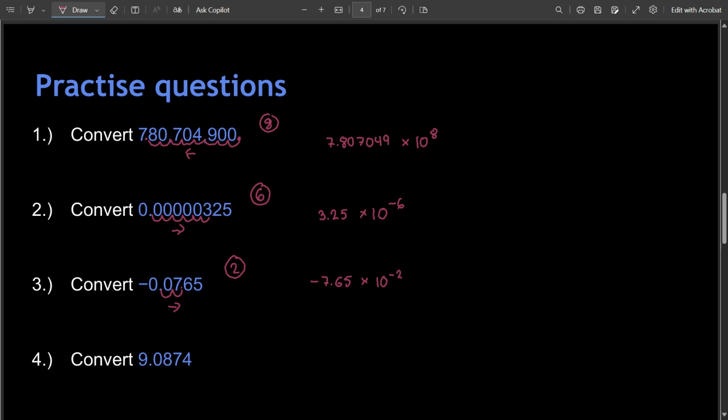And this is the last question here, and we can actually see that the value is already between 1 and 10, so we don't need to change the number itself. So we can just rewrite it as 9.0874 times 10 to the power of 0 because we moved the decimal point 0 times.